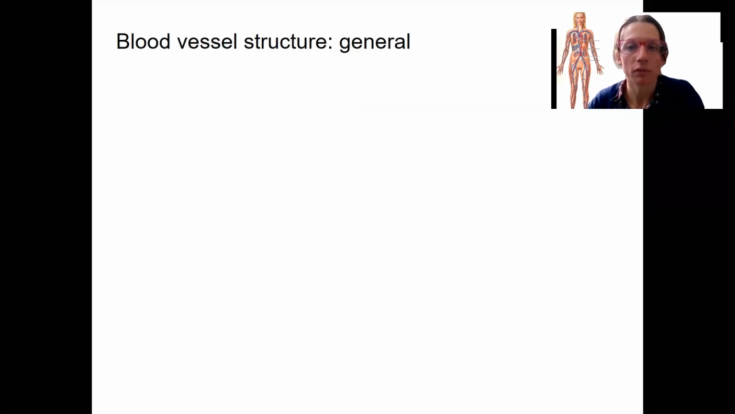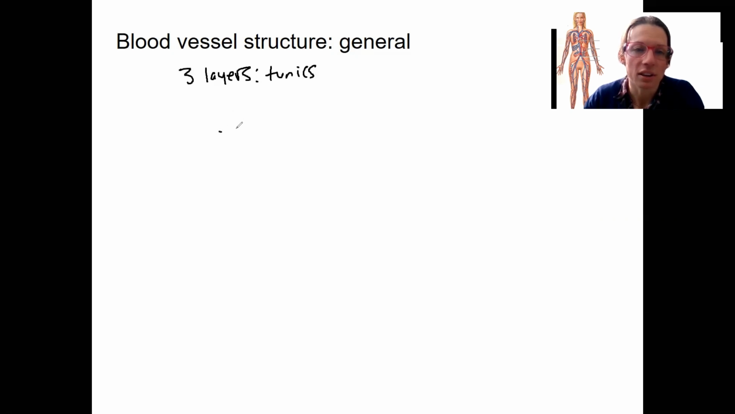We're going to start with blood vessel anatomy and look at general structure features that are present in most blood vessels. We'll see that capillaries don't have the same layers that the other blood vessels do. So there are 3 layers, or tunics, to blood vessels. And the outer one, actually, we're going to start with the inner one.